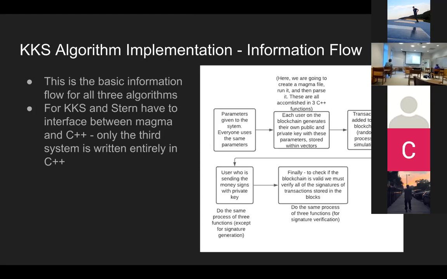So then the transaction is added to the blockchain. The way I modeled it now is just that it's a random process. The transaction is being sent from a random person in the blockchain to another random person, and the amount is random. Then the user who is sending the money has to sign it with their private key. Again, this is where you're doing these 3 C++ functions, where one does the signature, one runs the file, and then one parses it. And then finally, to check if the blockchain is valid, we need to verify all the signatures of the transactions. And you do the same thing with the 3 functions for that task.